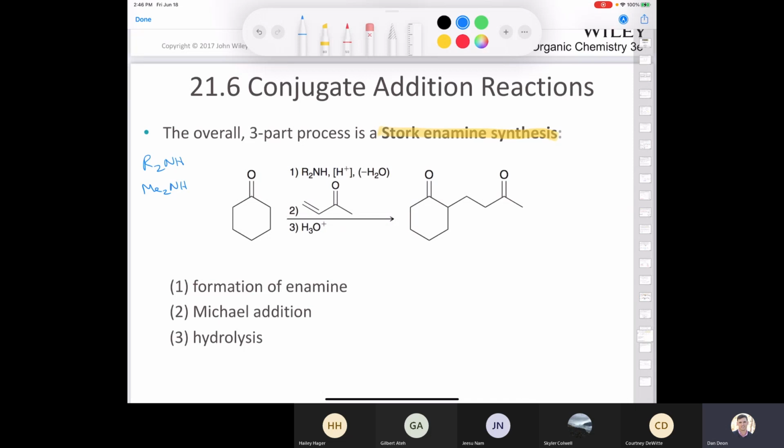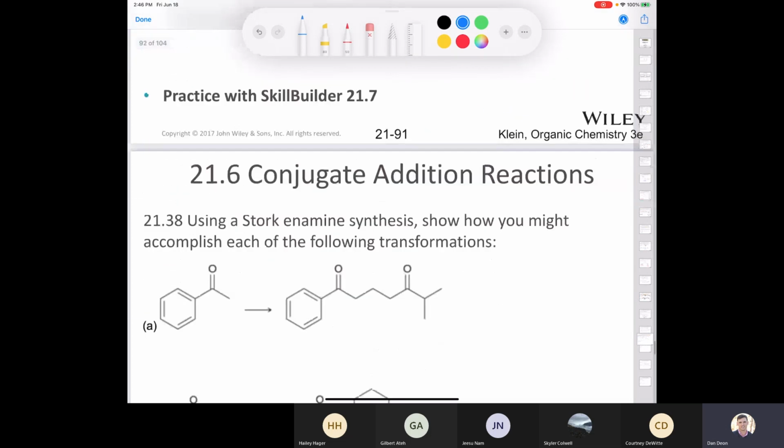Then a catalytic amount of acid, water, you make the enamine, your Michael donor, then you have a Michael acceptor, like your alpha beta unsaturated ketone that's here. You form an iminium and an enolate, you treat it with aqueous acid, and you end up with a 1,5-dicarbonyl compound. Kind of cool, huh? So I'll write that down here. This is called a 1,5-dicarbonyl. There we go, a 1,5-dicarbonyl. So the Stork enamine synthesis is a 3-step process.